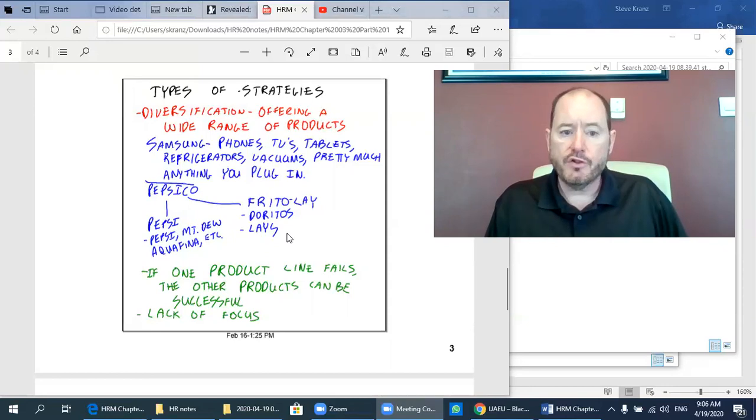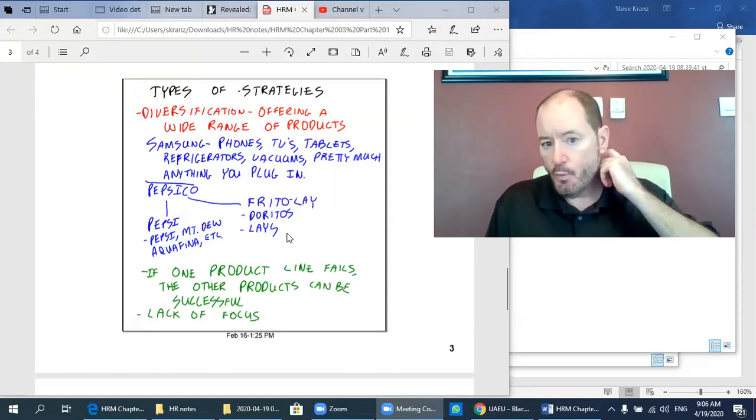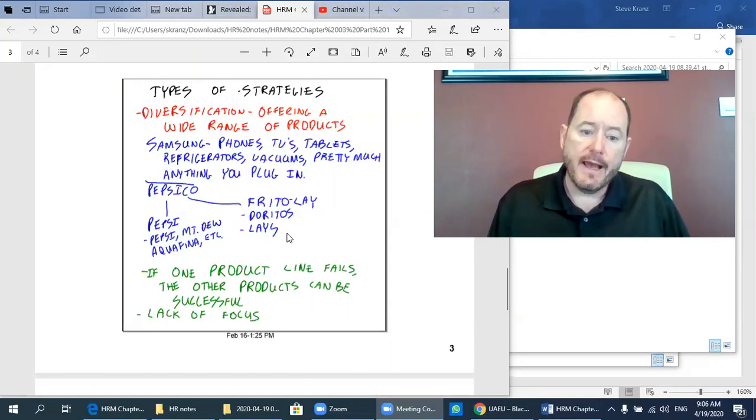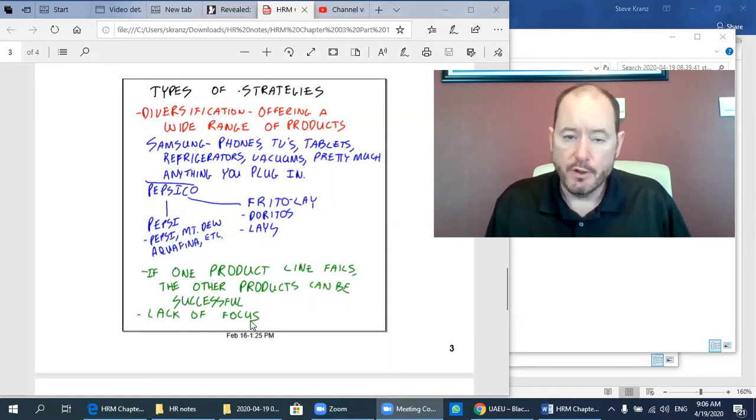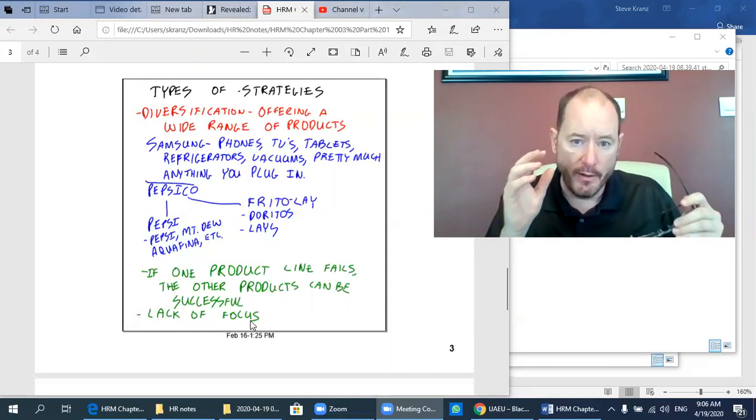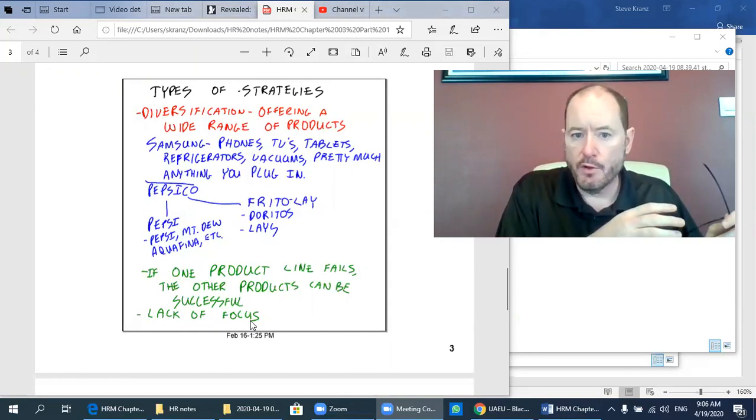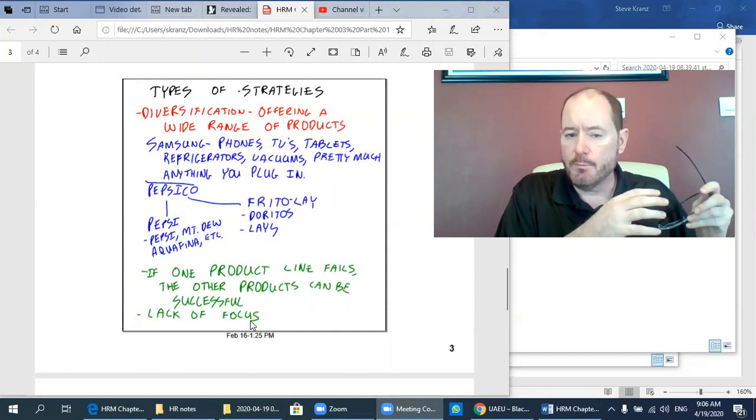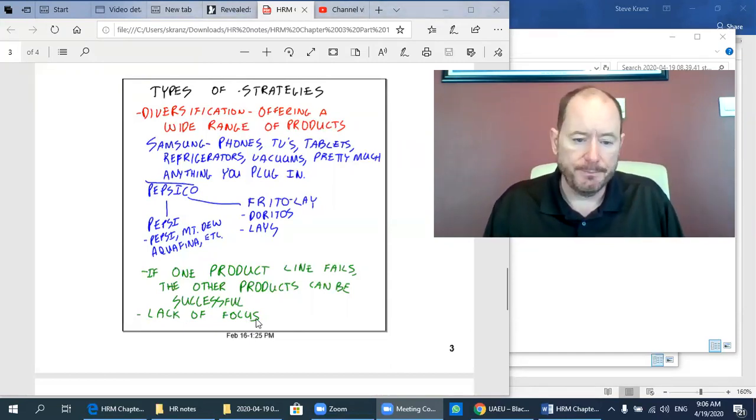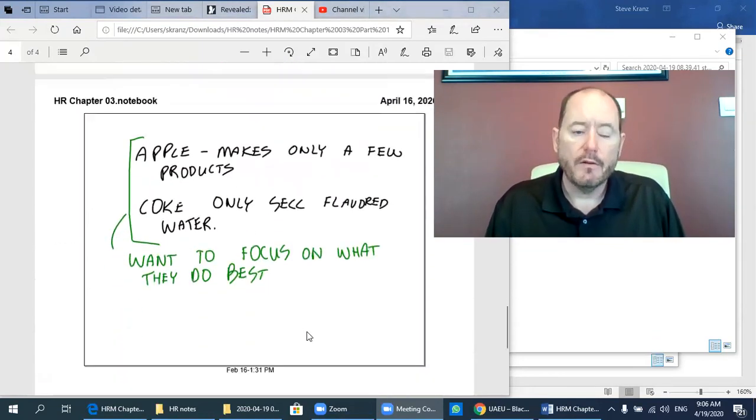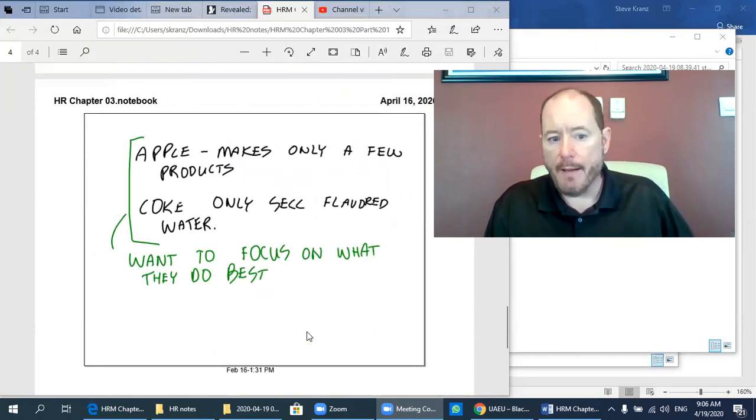The negative to the diversification strategy, why Coca-Cola and Apple don't do it, is that they believe that when you have a diversification strategy, it gives you a lack of focus. You're not focused on doing certain things really well, and so therefore you won't do the important things as you should. So Apple and Coke do exactly the opposite.